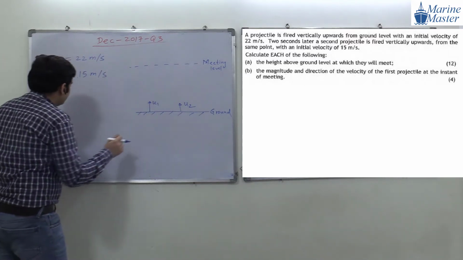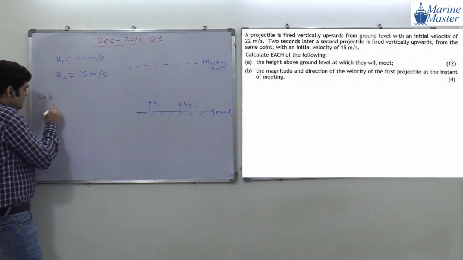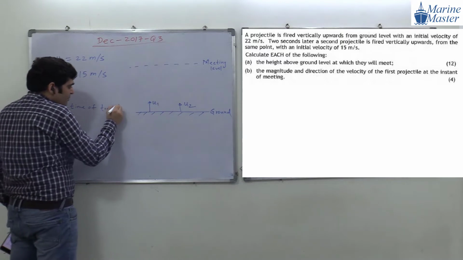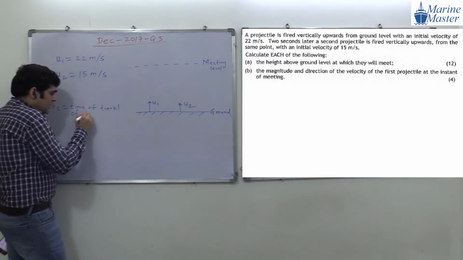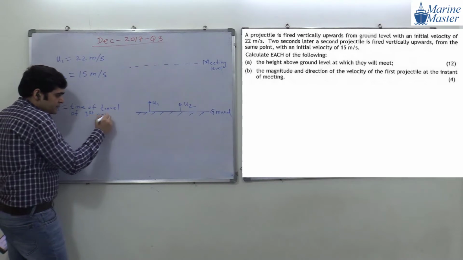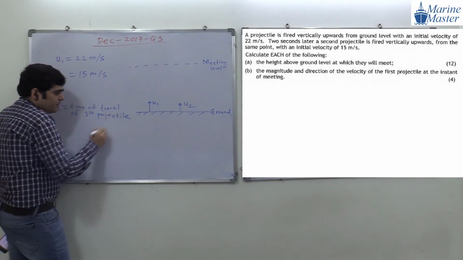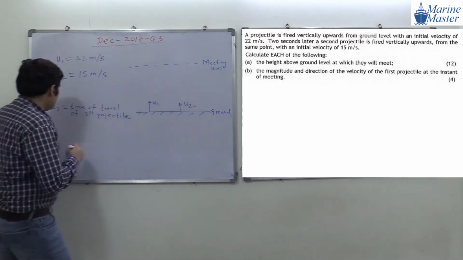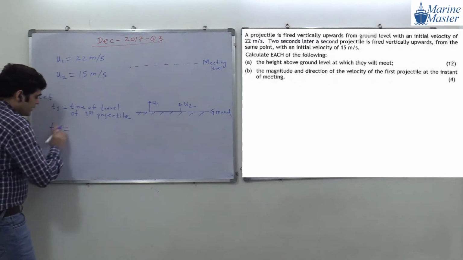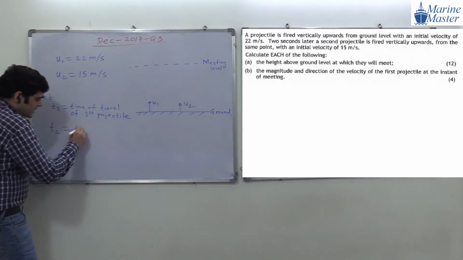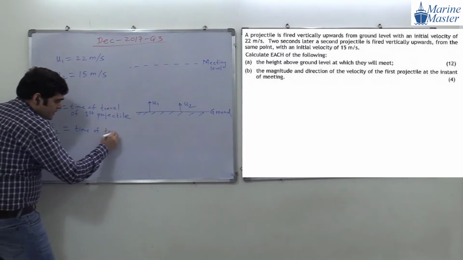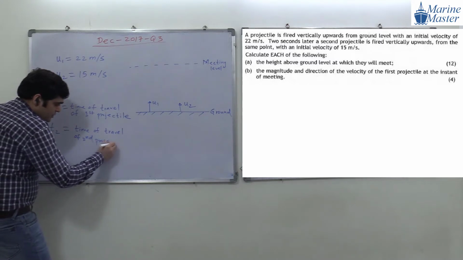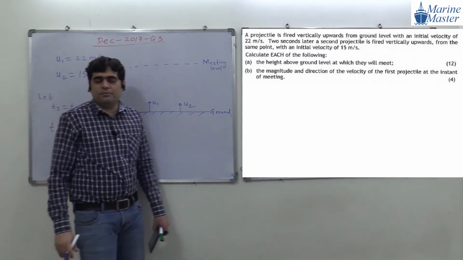So let T1 equal the time of travel of the first projectile. What is meant by the time of travel of the first projectile? T1 is the time of travel of the first projectile, and T2 is the time of travel of the second projectile.